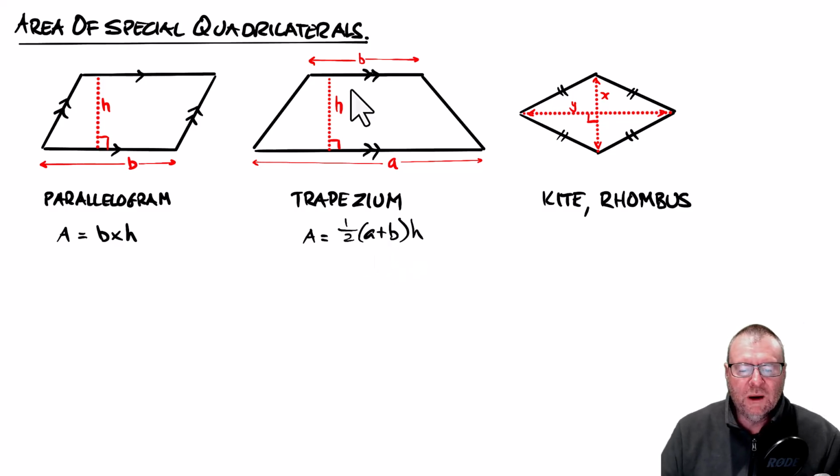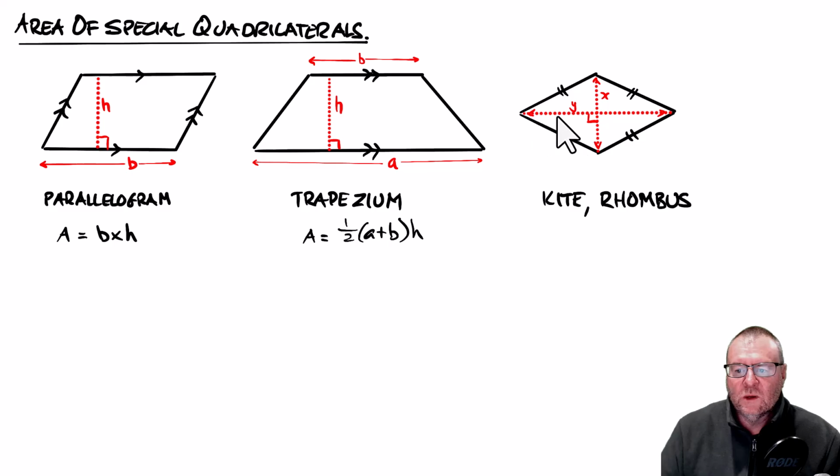For our trapezium, it's a little bit more complicated. This one looks a bit complicated, half times (a plus b) times h. But really what we're doing is we're averaging the tops and the bottom. So the bottom is a, the top here is b. We're averaging them. So if I add them together and divide by 2, I get the average of the top and the bottom, and I multiply it by the distance between the 2 parallels, which in this case is our h.